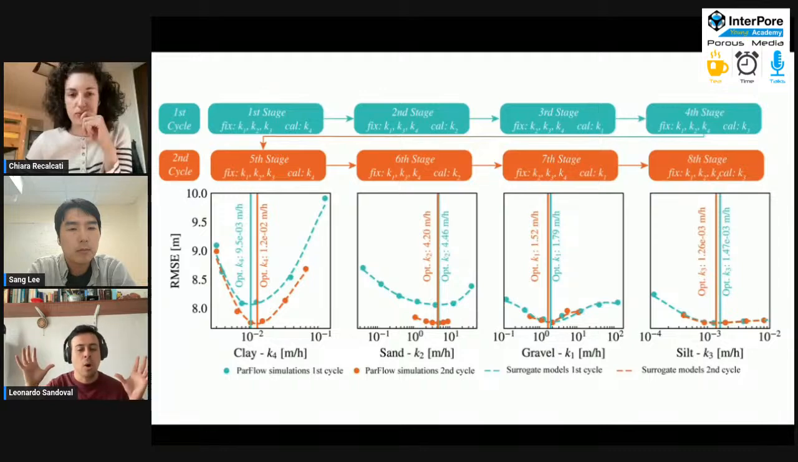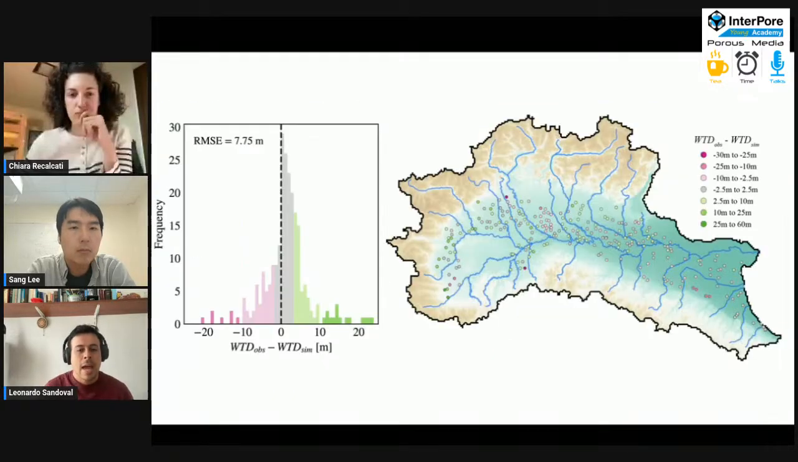Then, using the optimal values that we identified for these conductivities, we ran another numerical simulation of the Po River district, and we analyzed the spatial distribution of these errors. The spatial distribution of these errors is telling us that our model is behaving particularly well in the valley of the system and is having problems to predict water table depths close to the mountains of the system.